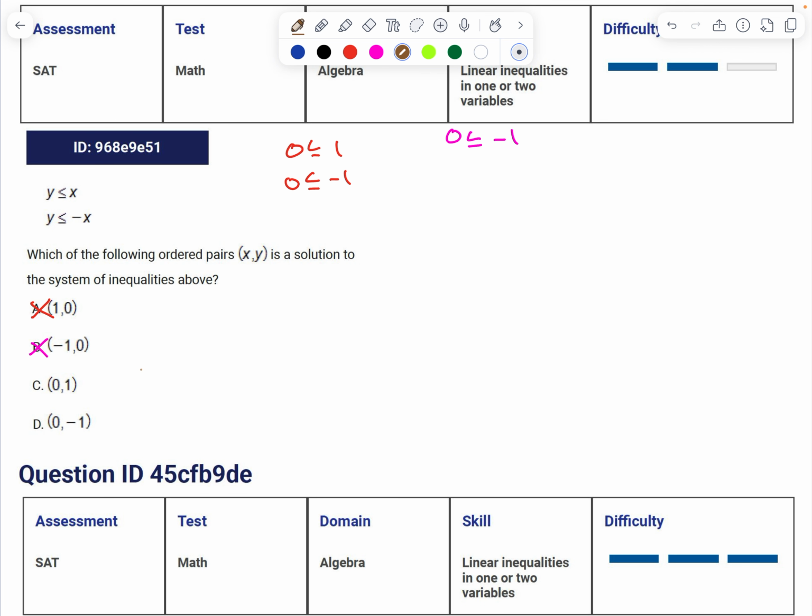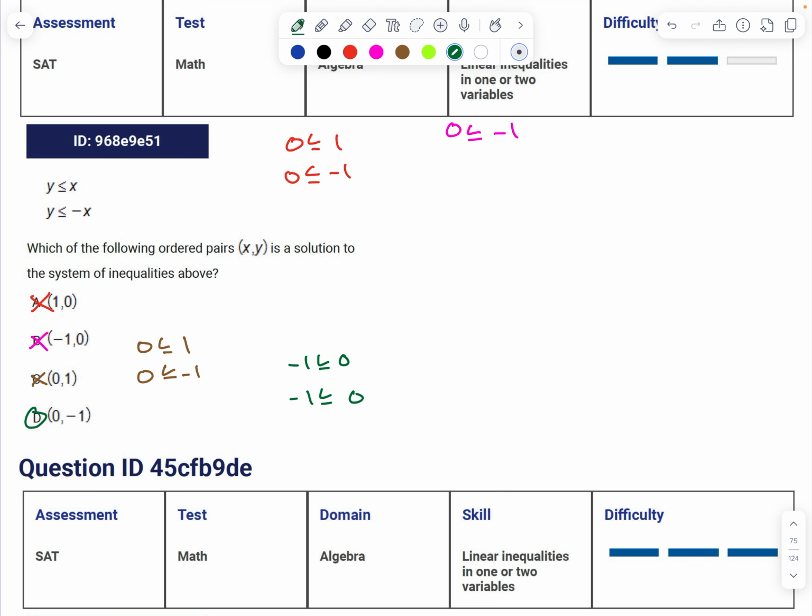Let's do this in a different color. So we have 0 is less than or equal to 1. Okay, that's true. And then we have 0 is less than or equal to -1. Well, that's not true. Let's check to see if this is true. Sometimes kids will just pick the last answer and they've made a mistake, so we always want to verify. So we have -1 is less than or equal to 0. True. -1 is less than or equal to -0. Well, -0 is the same thing as just saying 0, and that is a true statement, so that's true.